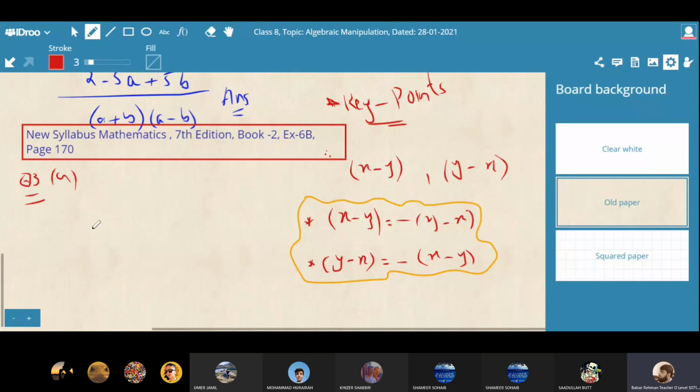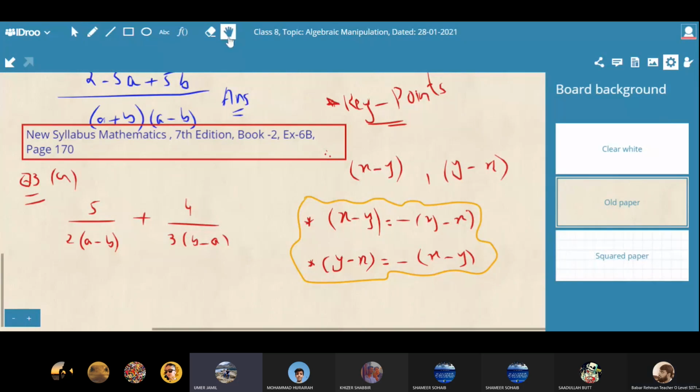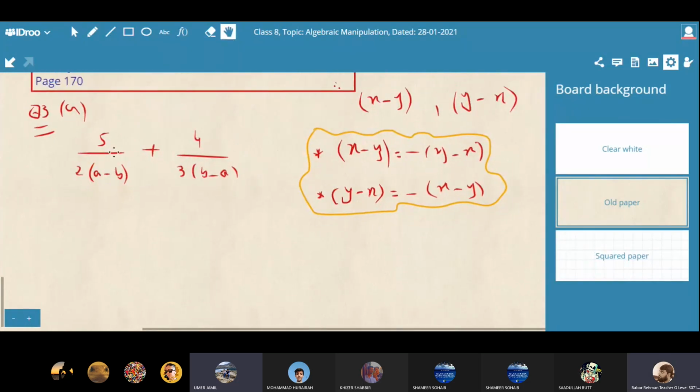Question three, part A. Look at this. What is written? 5 upon 2 bracket a minus b bracket close plus 4 upon 3 bracket b minus a bracket close. Now this is a minus b, and this is b minus a. So how can we make it a minus b? Can anybody tell me now? This will remain the same.